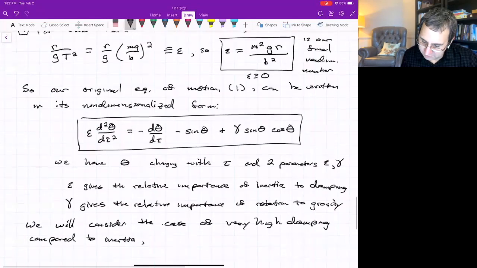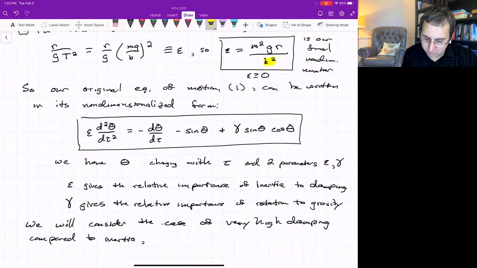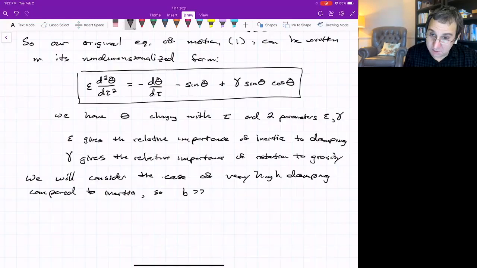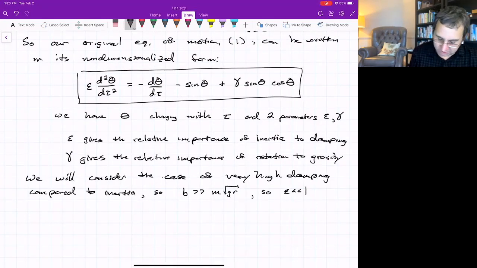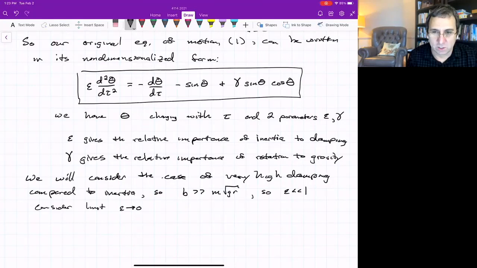Let's look back there. B is down here, the denominator. So if you imagine B is very large compared to M, B is much, much greater than M times square root GR. So that means epsilon much, much less than 1. We can consider the limit epsilon goes to 0, which is kind of interesting.